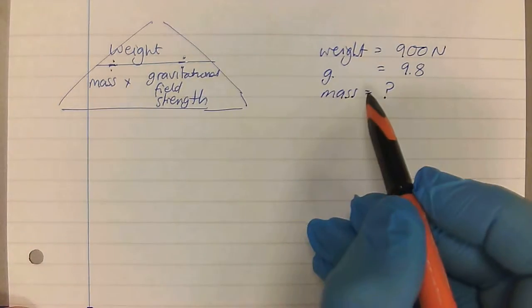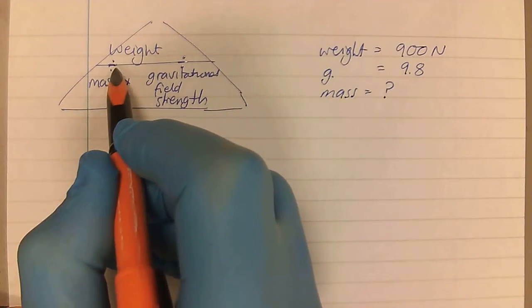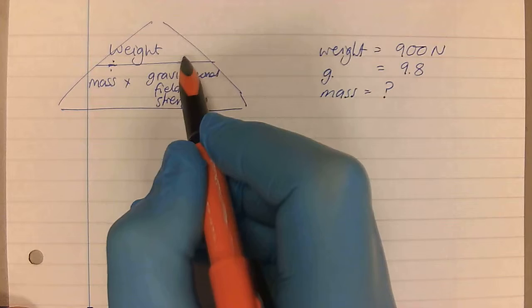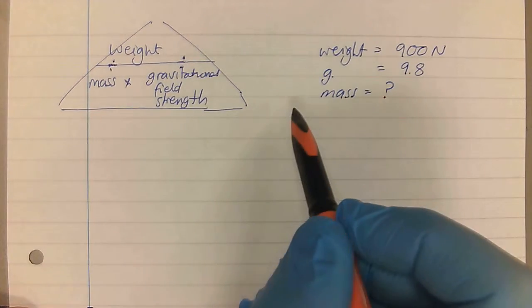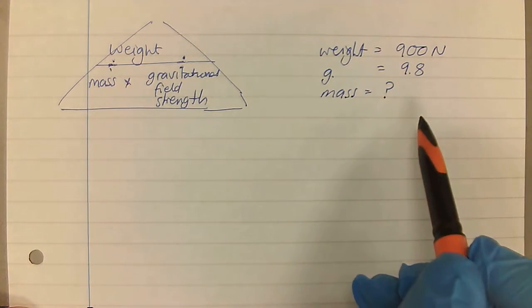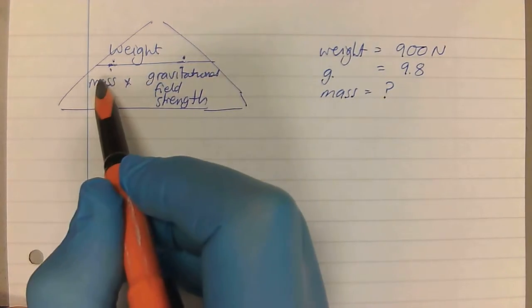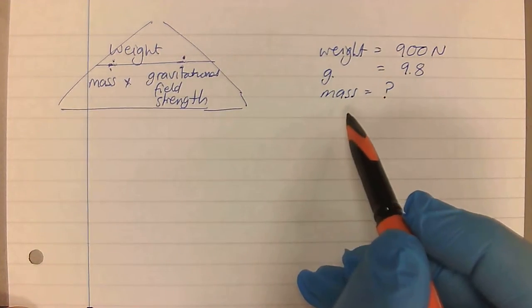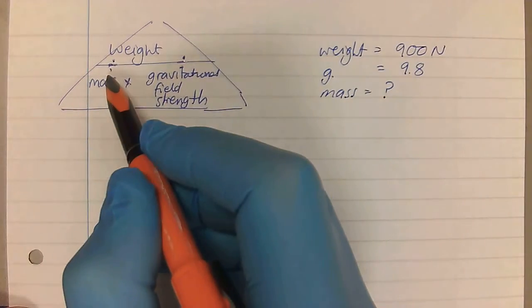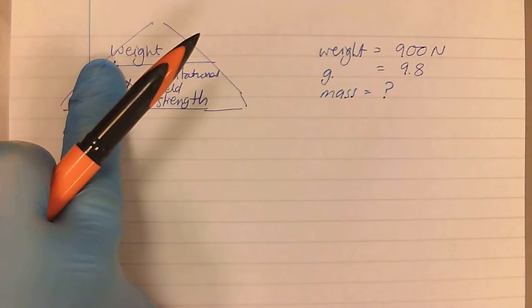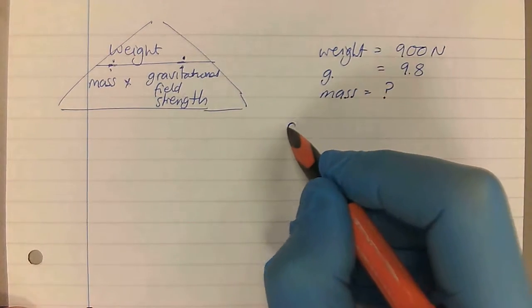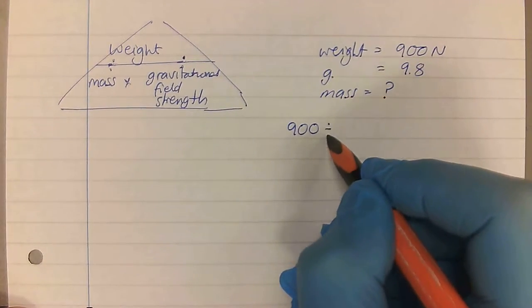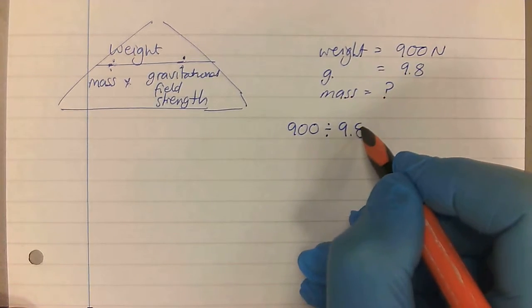So you cover up the thing they're asking for, so you cover up mass. I think it helps if you put these little divide bys in there to remind you what you're doing, the multiplying. That also helps you set a triangle up if you've just learnt the formula, because the multiplied parts, the products, go at the bottom of your triangle. So we want the mass, so you cover it up and you're left with weight divided by gravitational field strength. So 900 divided by 9.8.